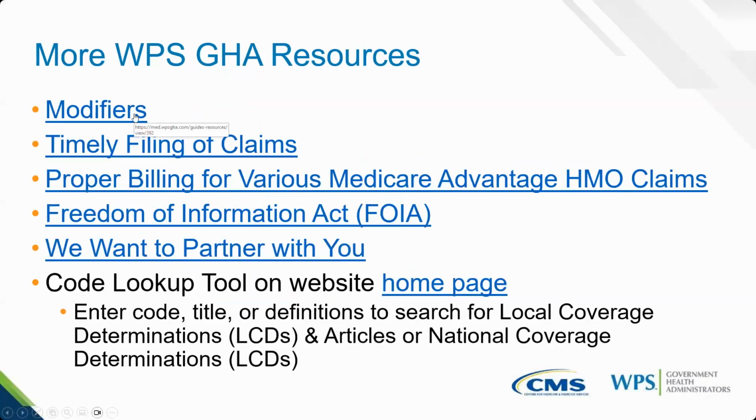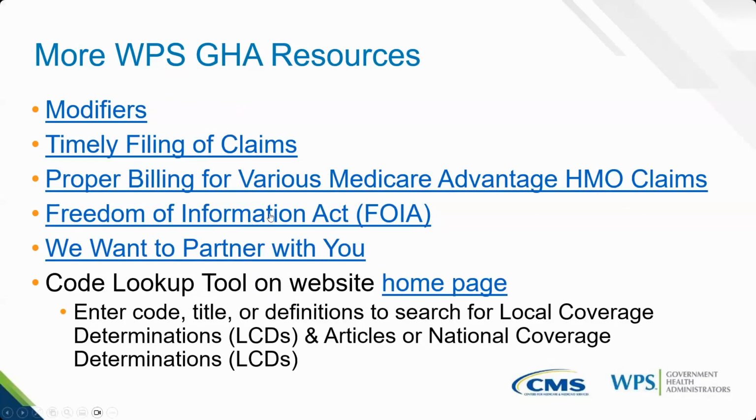Here's where you can find those modifier fact sheets. This is that resource for timely filing of claims. I've already showed that to you. Here is proper billing for various Medicare Advantage HMO claims. Remember, one of those top denials we had was because the beneficiary had selected a Medicare Advantage plan, not WPS-GHA.